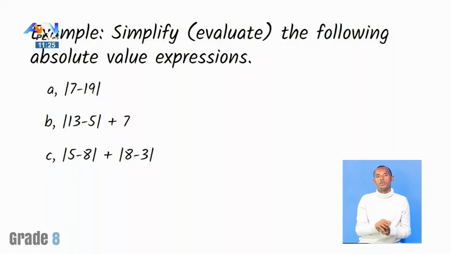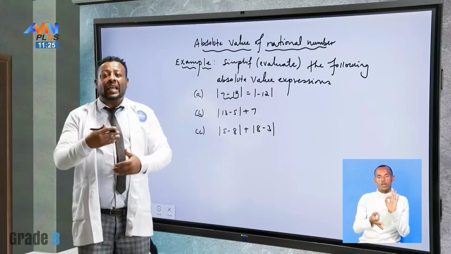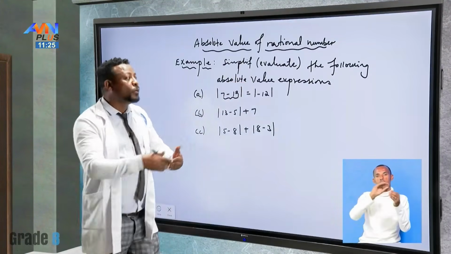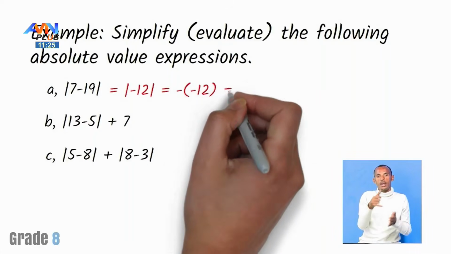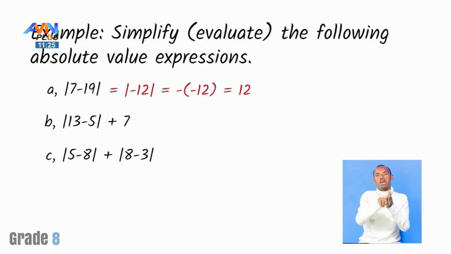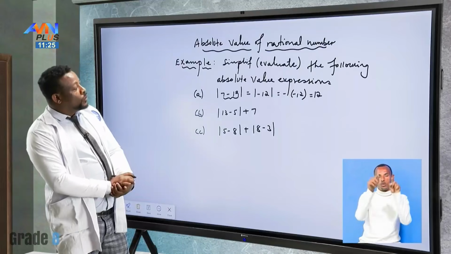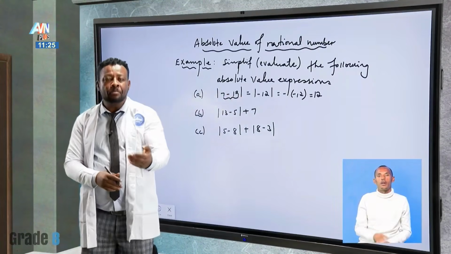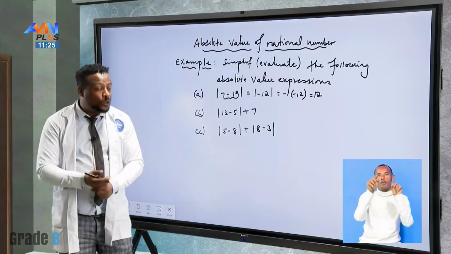So this becomes the absolute value of negative 12, right? So now, based on the definition that we have seen earlier, the absolute value of a negative number will be the negative of minus 12, which is minus times minus. The result becomes 12, positive. So the absolute value of the first expression in this example gives us 12, right? This is how you evaluate expressions containing absolute value.